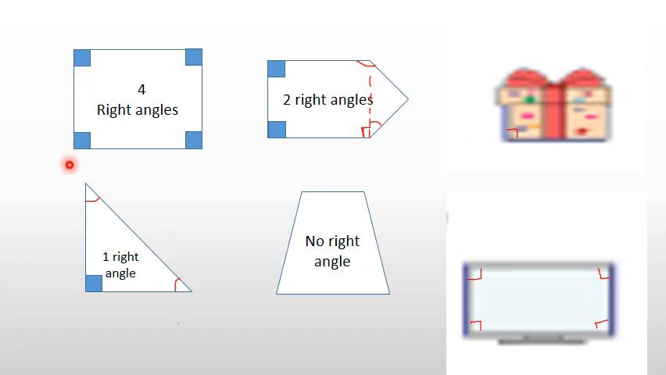How? This line and this line make up a right angle. This is a horizontal line and this is a vertical line. Now this is a horizontal line and this is a vertical line, make up a 90-degree angle. Then horizontal vertical makes up a right angle. Vertical horizontal makes up a right angle. So there are 4 right angles in this square.